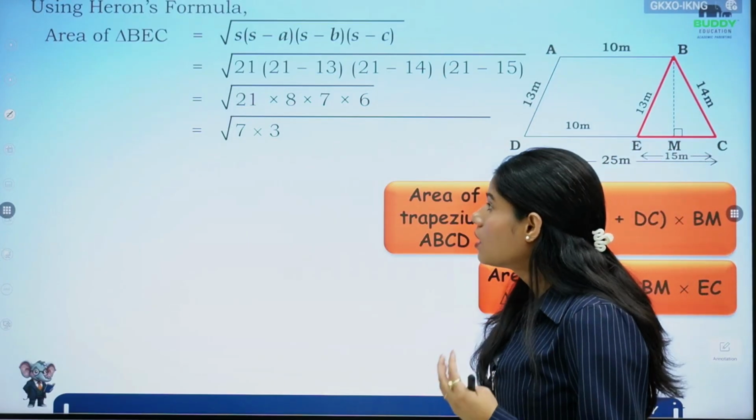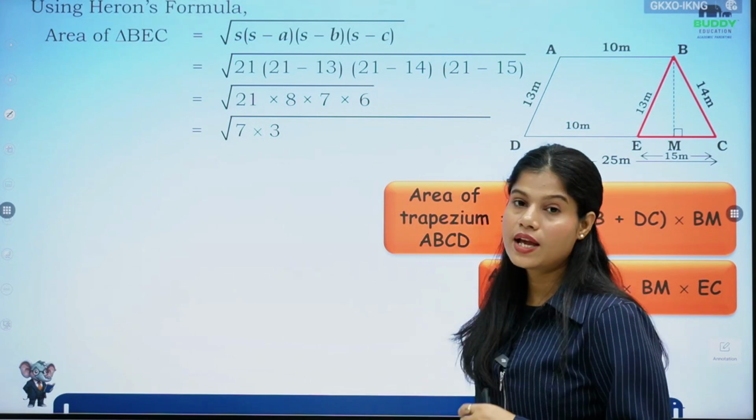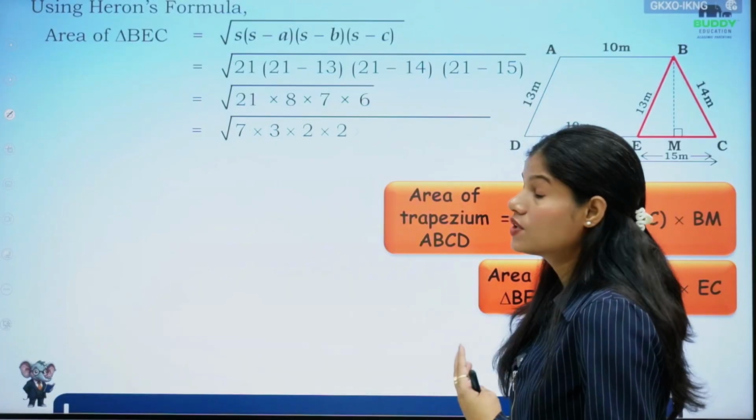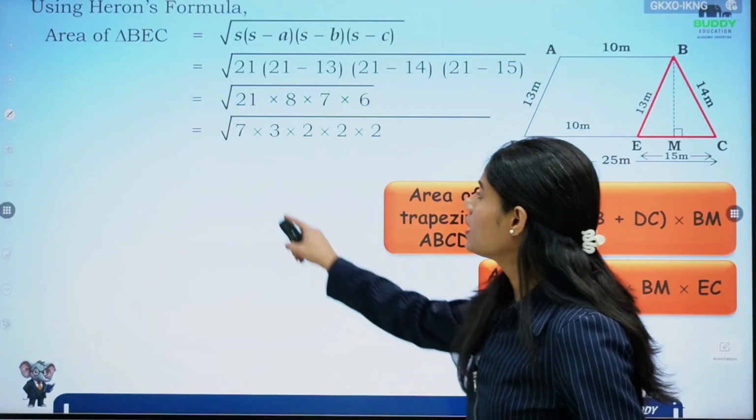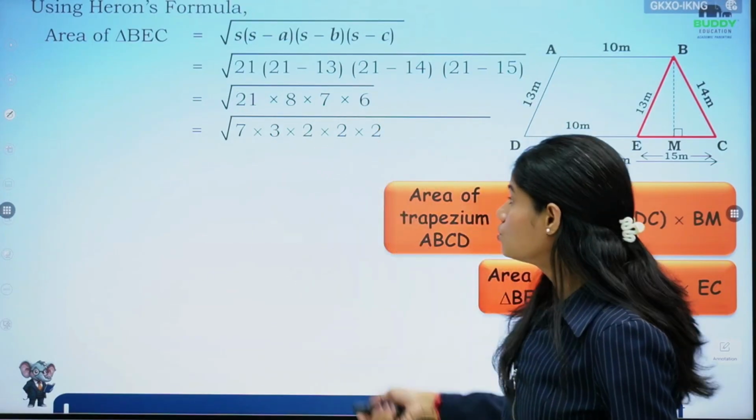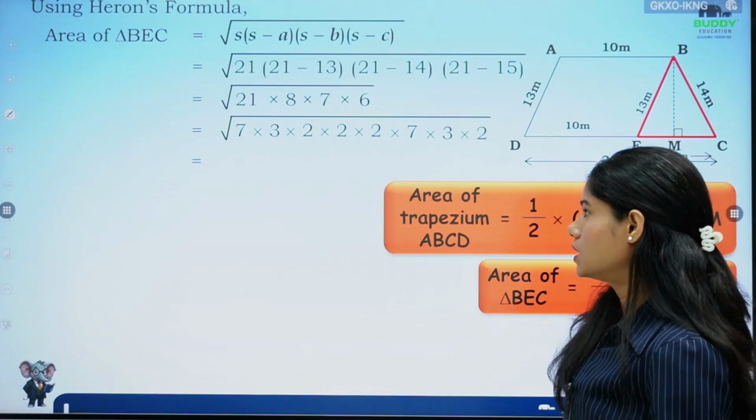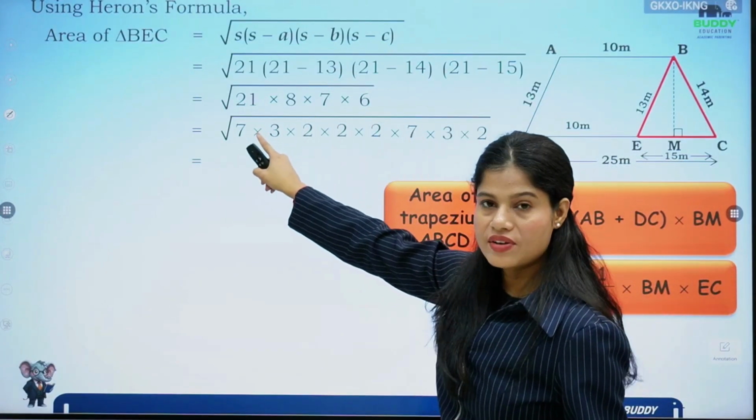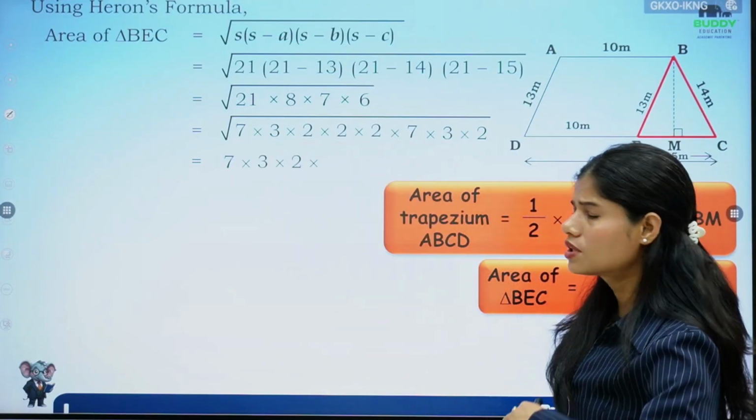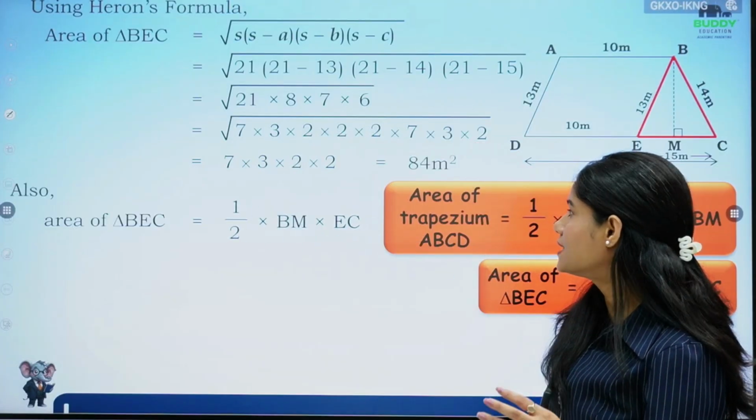Okay, but apart from that, what we have to do? Instead, we have to break it down in such a way that we get pairs of the same number. So 21 we have written as 7 into 3, 8 we have written as 2 into 2 into 2, 7 will keep the same, and 6 we can write as 2 into 3. Now you can see that 7 is having a pair, 3 is having a pair, and 2's are having a pair. So they'll all come out of the square root and we'll get the area of BEC as 84 meter square.